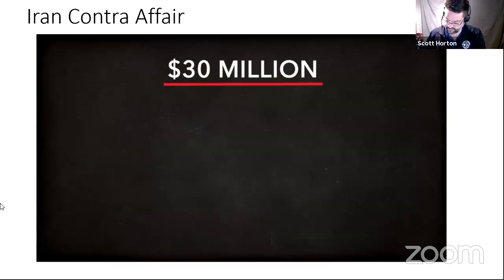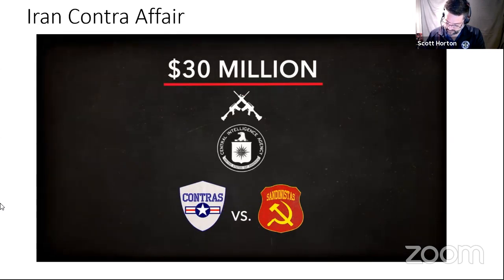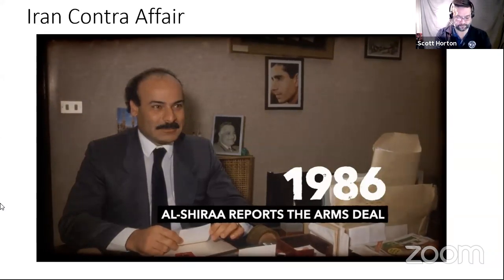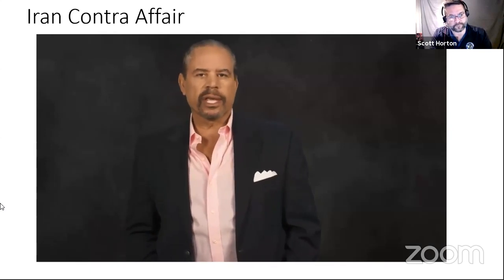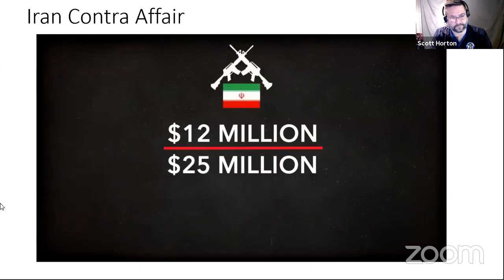But that was just the tip of the iceberg. The deal with Iran didn't just secretly secure the release of the hostages in exchange for weapons. There was money involved. While $30 million had been allocated for the weapons, the CIA funneled a portion of that money to the Contras in Nicaragua, the group Reagan supported in their guerrilla fight against the Sandinista government. In 1986, the Lebanese newspaper Al-Shiraa reported the arms deal, and everything began to unravel. That prompted an investigation by the U.S. Attorney General, who discovered that only $12 million of the $30 million actually went toward weapons for Iran. The rest of the money was sent to the Contras in Nicaragua.